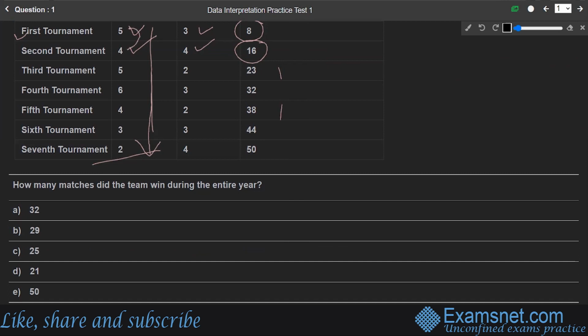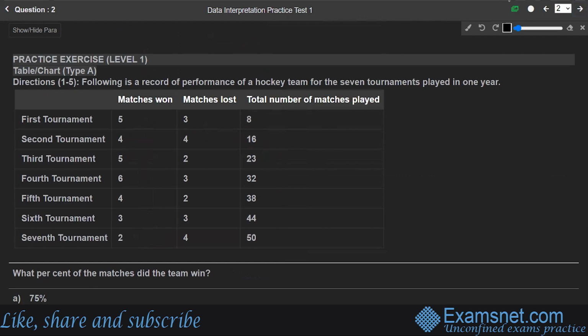So if we add these numbers: 5 plus 4, 9 plus 5, 14 plus 6, 20 plus 4, 24 plus 3, 27 plus 2, 29. So the total of all these is 29, which is available in option B, so that becomes the right answer.